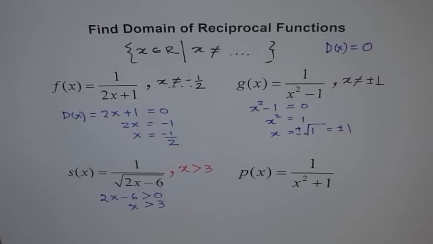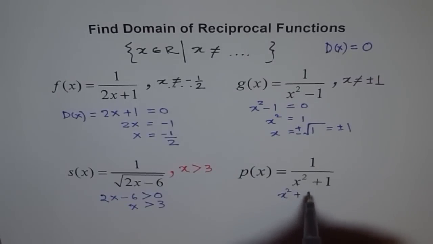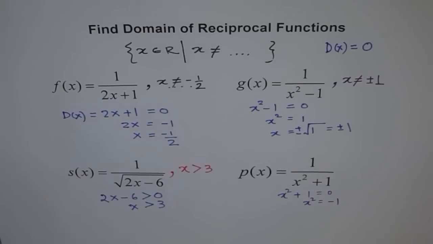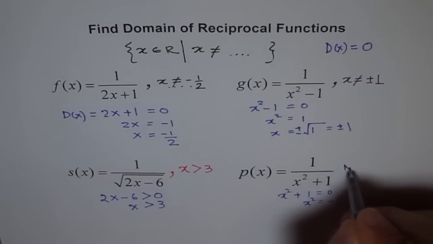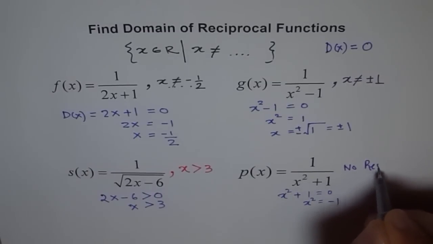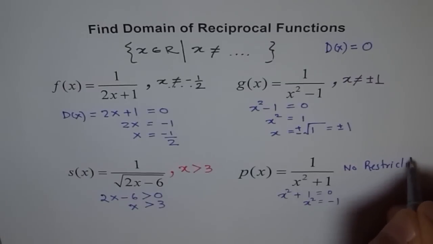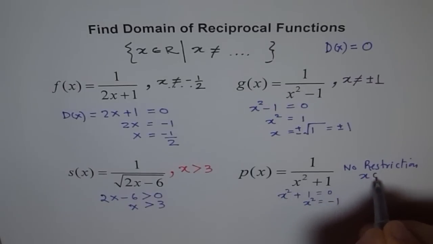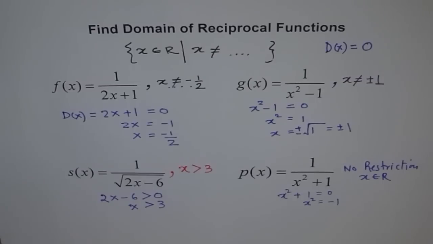Now let's try to make this 0. That is to say x squared plus 1 equals 0. That means x squared equals negative 1. Well, you all know x squared cannot be negative 1 in the domain of real numbers, right? And therefore this function has no restriction. So this function has no restriction, right? So here x belongs to real numbers is our domain.